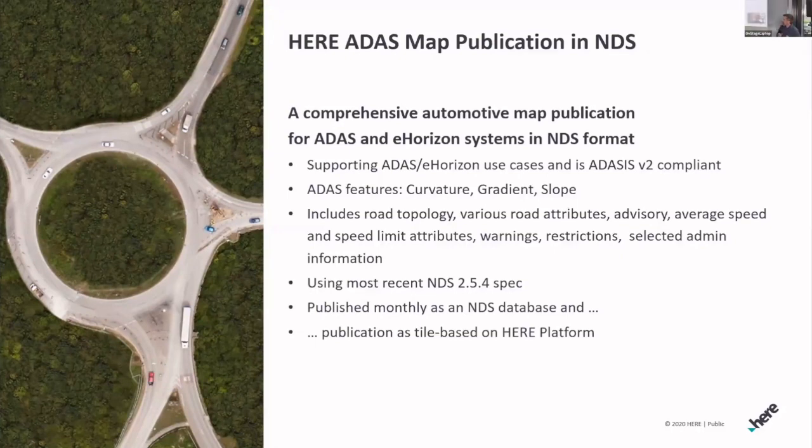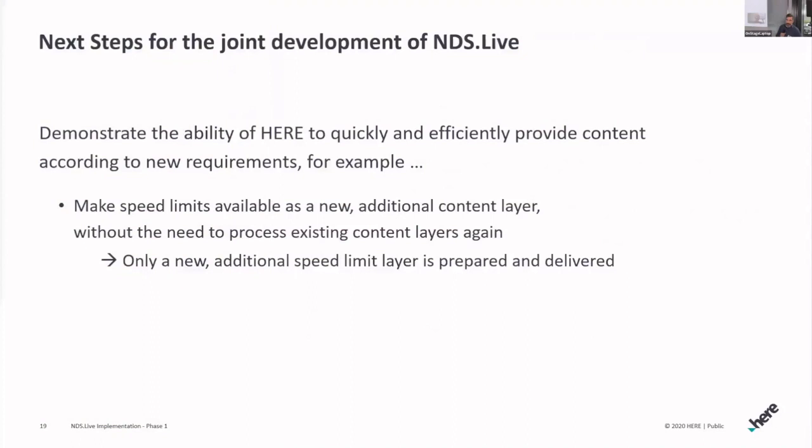Okay, moving forward. Next steps. So what I described so far, it's really basic stuff, but that's the first step. The next immediate step, what we would like to do is, for example, to make speed limits layer available as the new additional content layer without the need to process existing content again. So then again, relatively simple use case, but something that the customers will benefit from a lot.